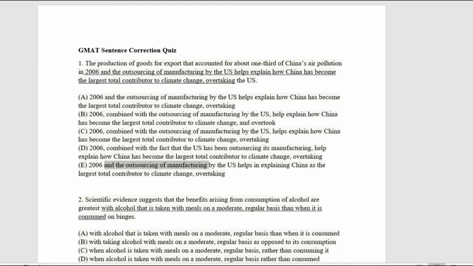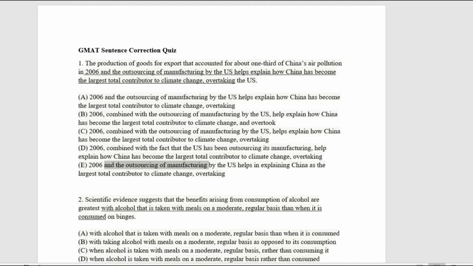The production of goods for export that account for about 1/3 of China's air pollution in 2006, and the outsourcing of manufacturing by the US helps explain how China has become the largest total contributor to climate change, comma, overtaking the US. Okay. And the difference, by the way, is in overtaking and overtook and so on. Okay, so which one is more correct?